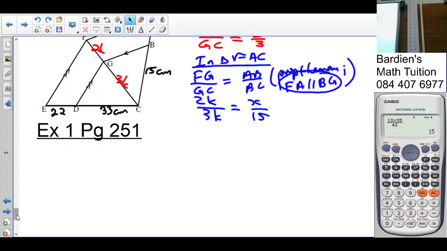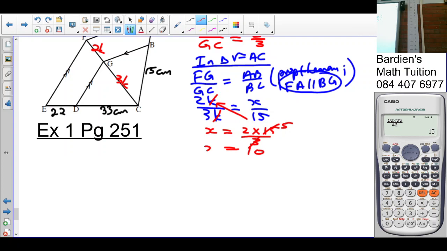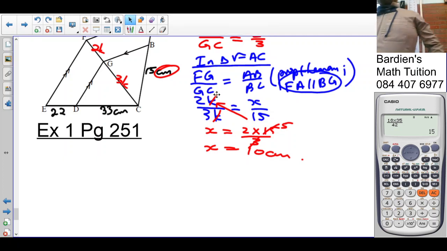So the k's cancel. Leaves you with, you take the 5 up, 15 up. So x is equal to 2 times 15 over 3. 3 goes into 15 5 times, so the answer is 10. Since that's centimeters, it's going to be centimeters. Right, any confusion here?